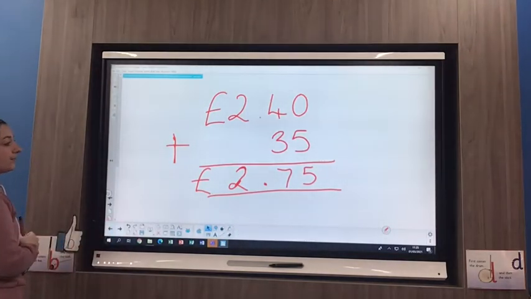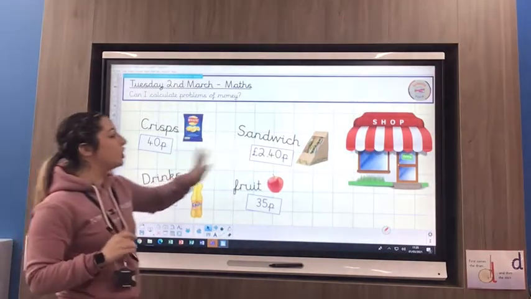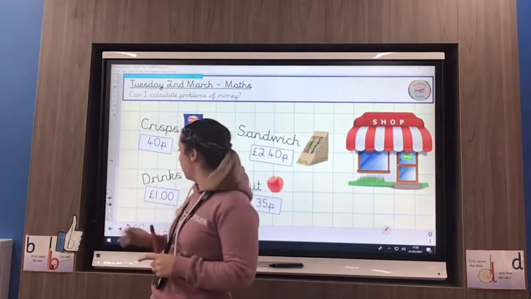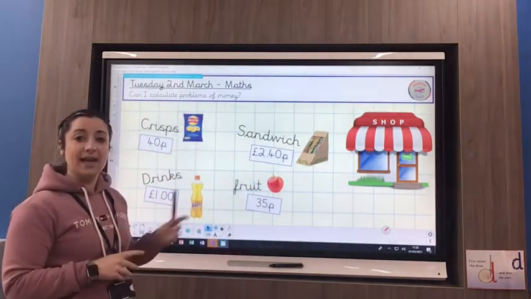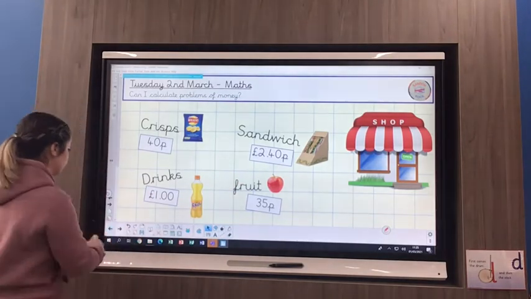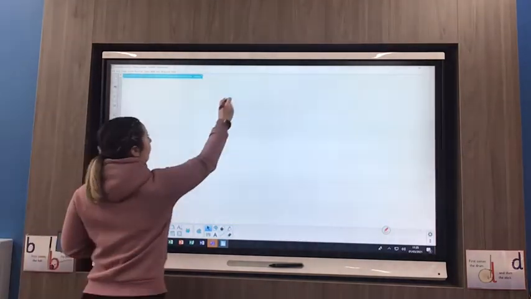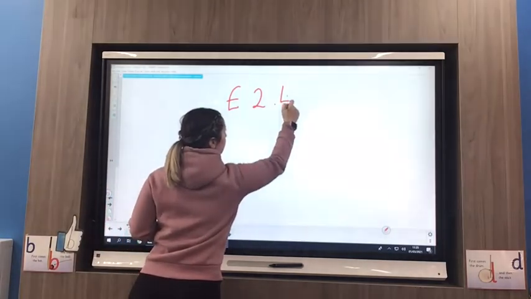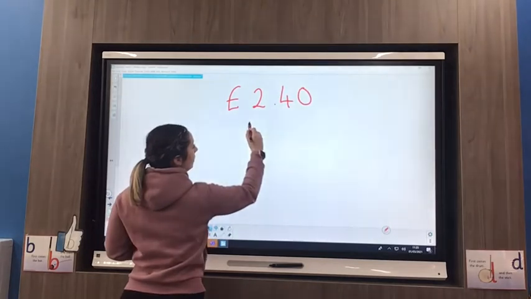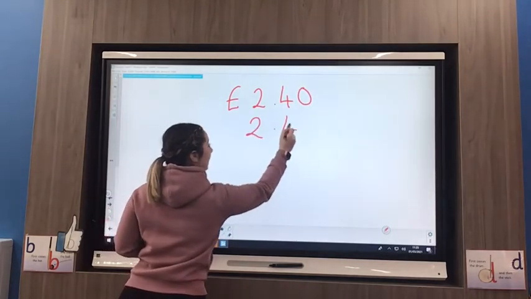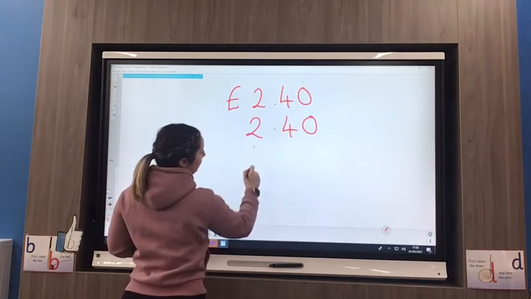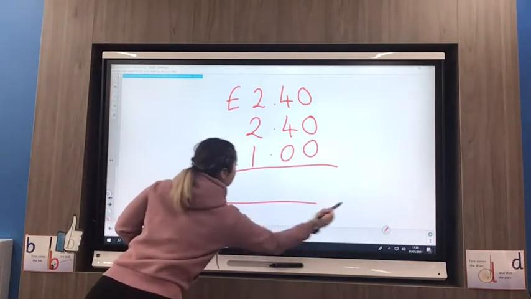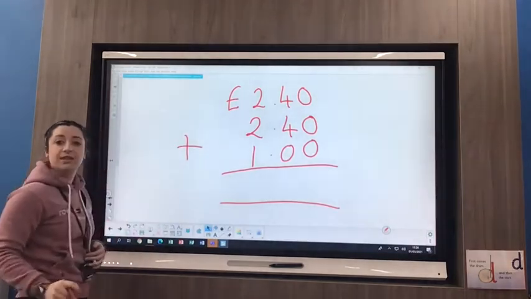What if I was with a friend and I thought, well, I'm going to buy 2 sandwiches, one for me and one for my friend, and we're going to have a drink to share. So I need to have 2 sandwiches at £2.40. Okay, so I've got £2.40, and because I've got another one, I've got £2.40 again. And then I want to have a drink, which was £1.